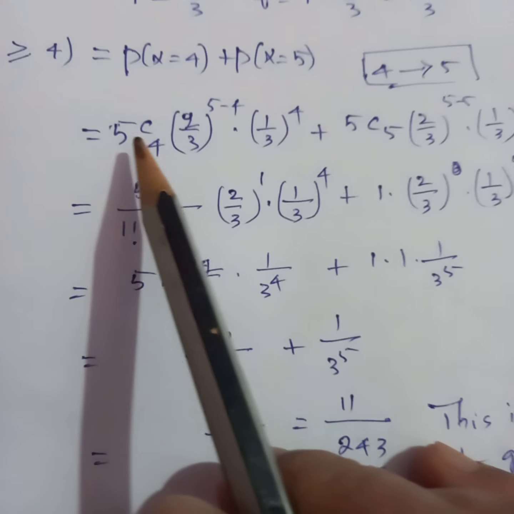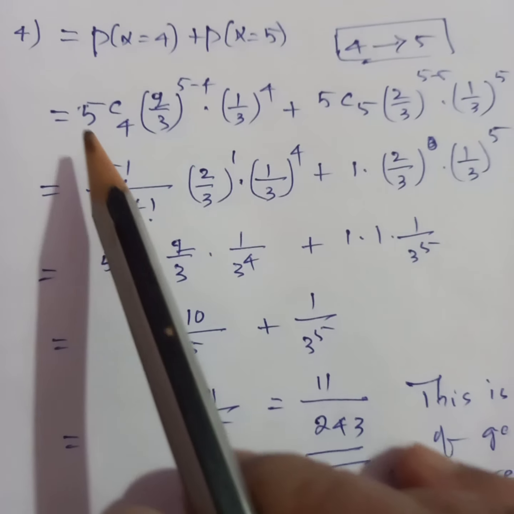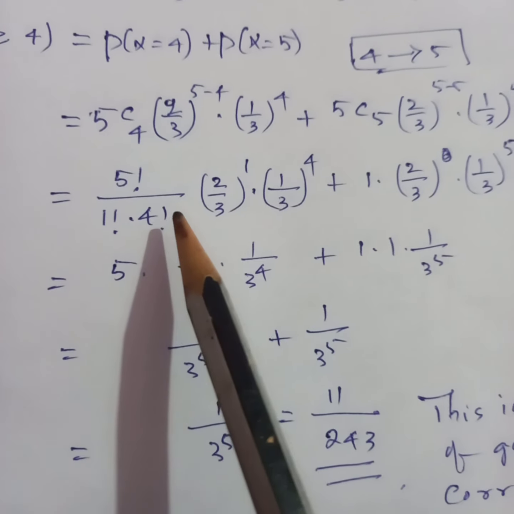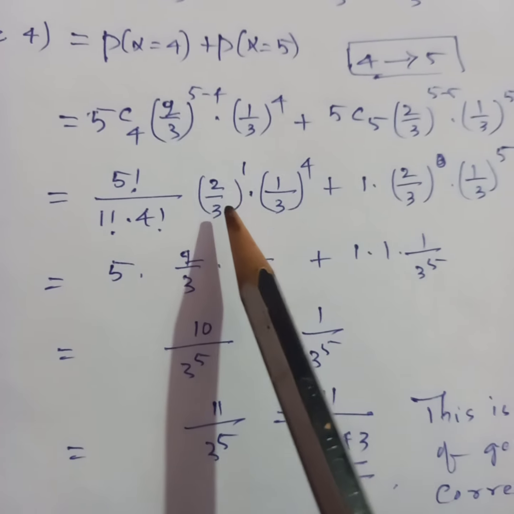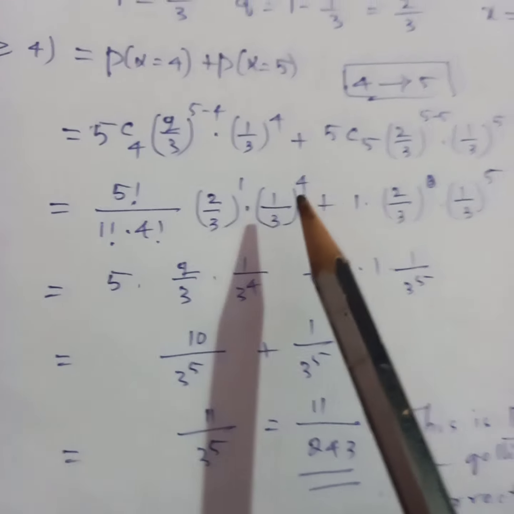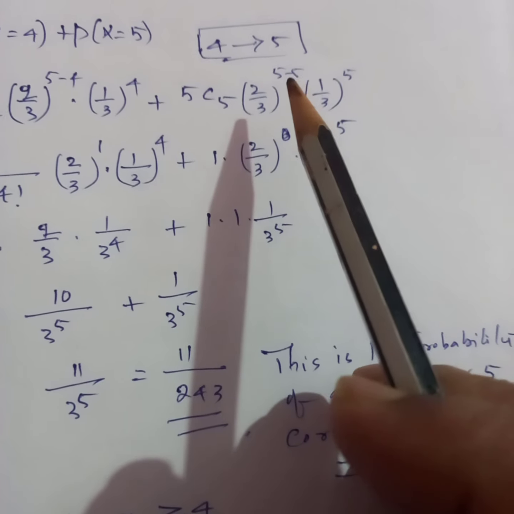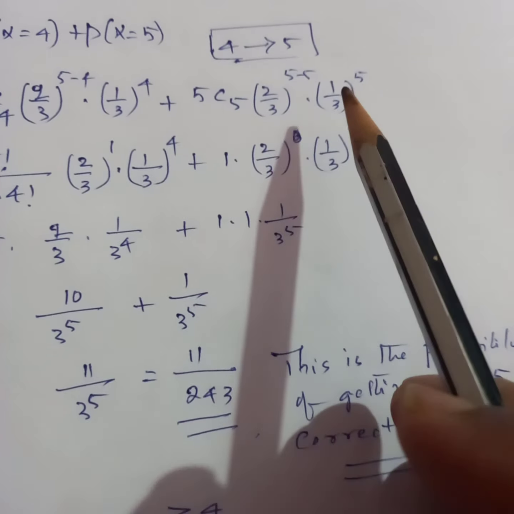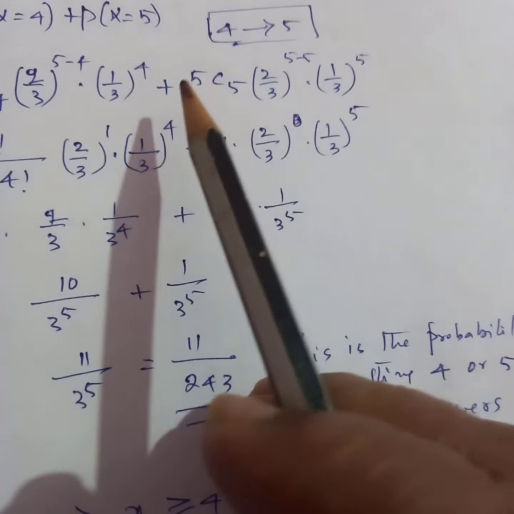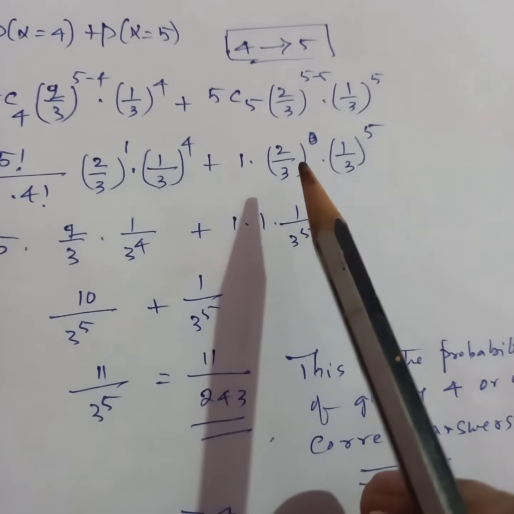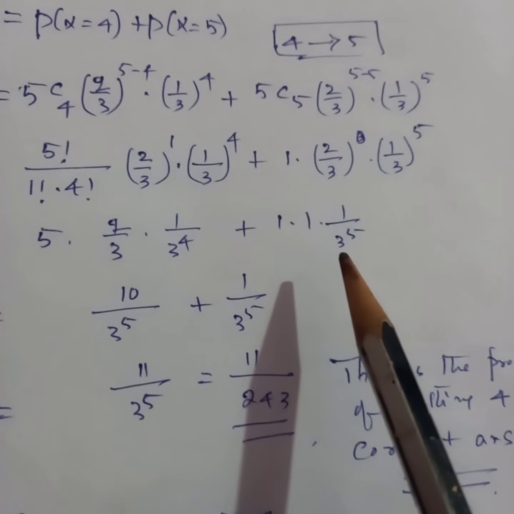Now 5C4, how much is that? 5 factorial over 1 factorial into 4 factorial. How do you get 1? 5 minus 4 is 1, and this is 4 factorial. And now 2 by 3 to the power of 5 minus 4 is how much? 1, so 2 by 3, and 1 over 3 to the power of 4. And similarly here 5C5 is 1, 2 by 3 to the power of 5 minus 5, that is 0, and 2 by 3 raised to the power of 0 is 1. So the value of this is 1, the value of this is also 1, and finally we get 1 by 3 to the power of 5.